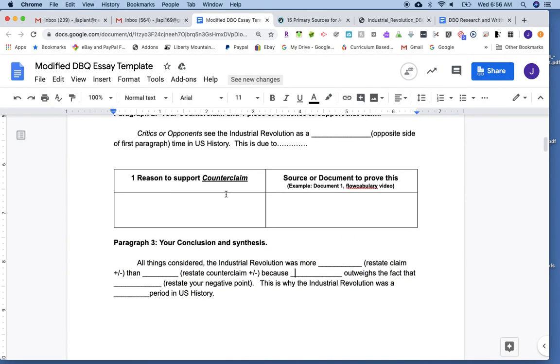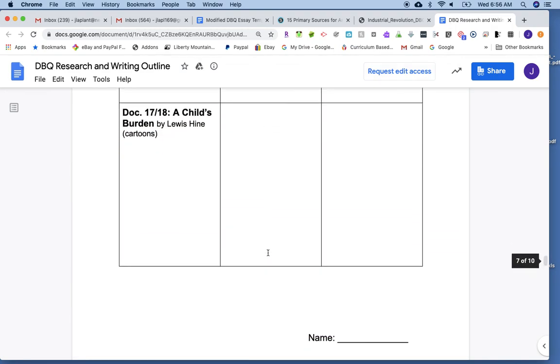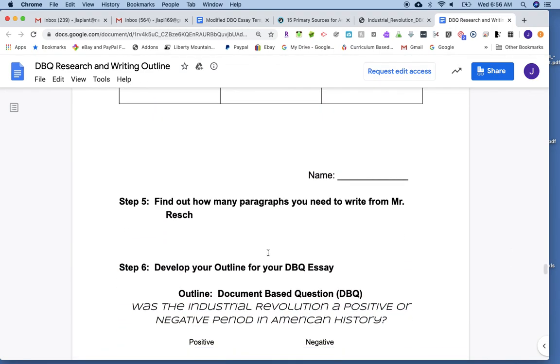And then the counterclaim is the opposite. So why would they consider it a negative? So what would be one big reason why it's negative? Maybe it was bad working conditions, not safe. And what source did you find with that? So this is just building you plenty of information.